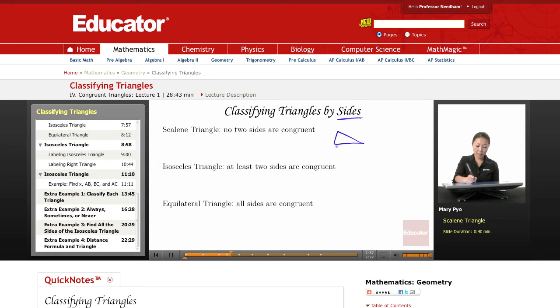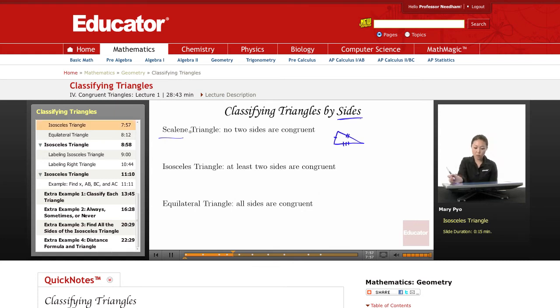So I can show this by making little slash marks. I can make this once, then this I'll do twice to show that these are not congruent, and then I'll do this one 3 times. Okay, so that shows that none of these sides are congruent to each other. And that is a scalene triangle, scalene.